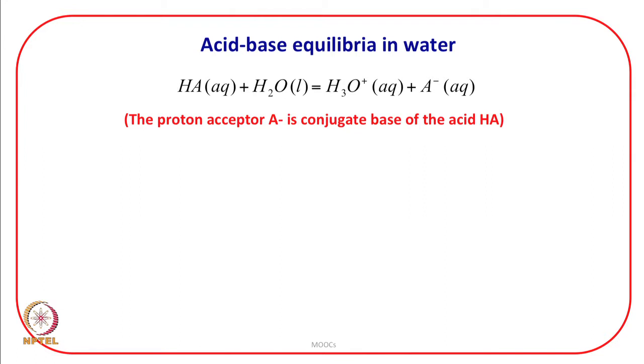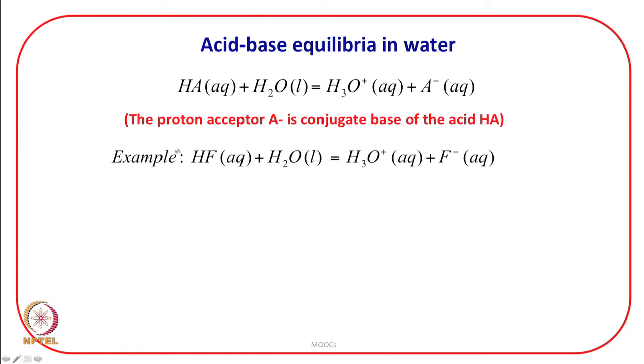An example of this type of reaction is dissolution of HF in water. HF will donate its proton to water and it will form H3O plus and F minus. Here HF is an acid and F minus, that is fluoride, is its conjugate base. So, this dissolution of HF into water, what it has produced? It has led to the formation of hydronium ion and it has formed fluoride ion.